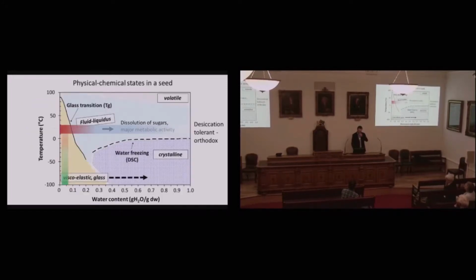So with desiccation tolerant seeds, we only have to dry to reach a glass within the cell, and we can lower the temperature. But with desiccation sensitive material, with recalcitrant seeds, we are in a gray area, where we have to do something to avoid ice crystal formation.